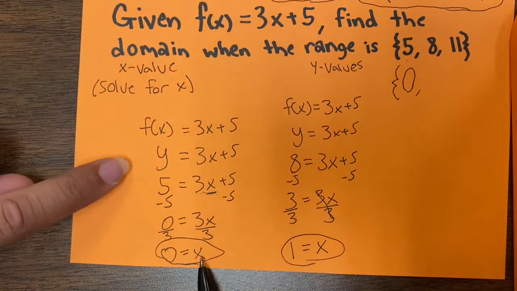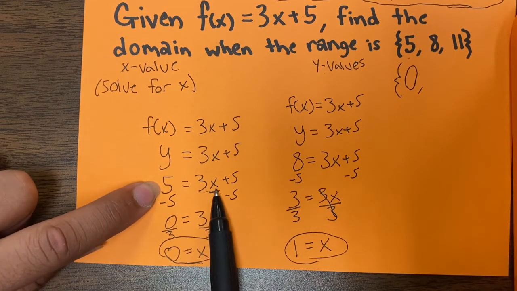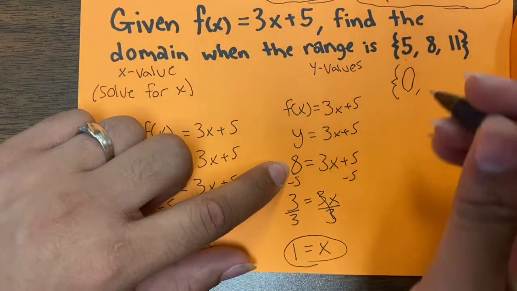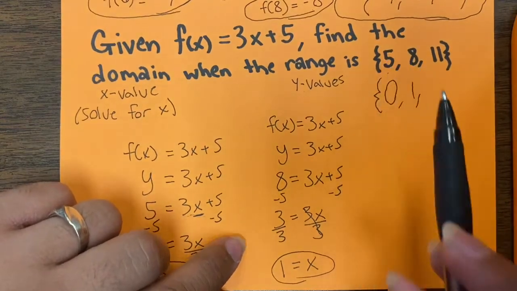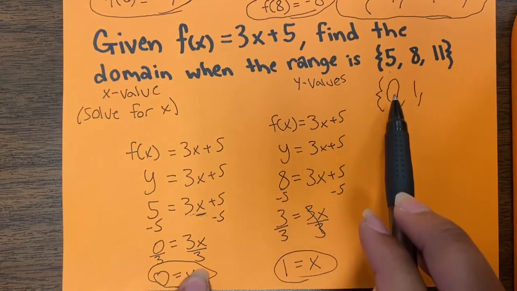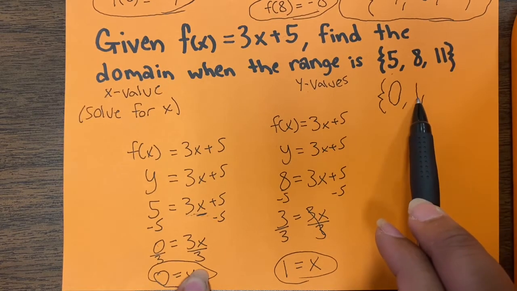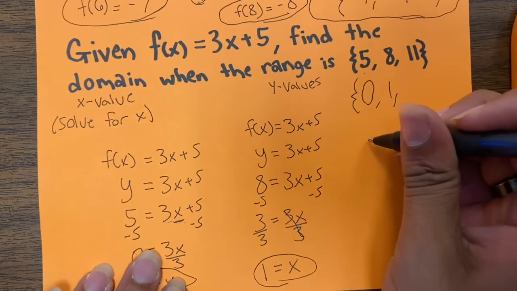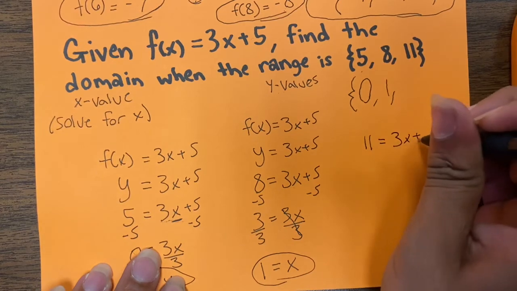So far I know that when y is 5, x is 0. When y is 8, x is 1. So notice we're matching it up. So when the y value is 5, the x value is 0. When the y value is 8, the x value is 1. So now let's find it when the y value is 11. So we have 11 equals 3x plus 5.